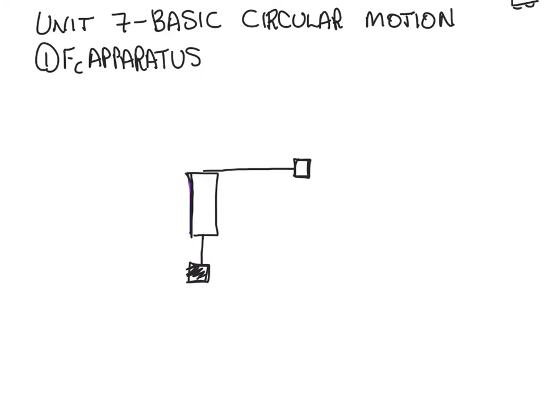The centripetal force apparatus refers to an object which we'll deal with in class, and we'll play with this in lab, in which we have a hollow tube, and we have a string attached to it, and attached to both ends of the string are masses. Let's go ahead and label our masses real quick: mass number 1 and mass number 2.